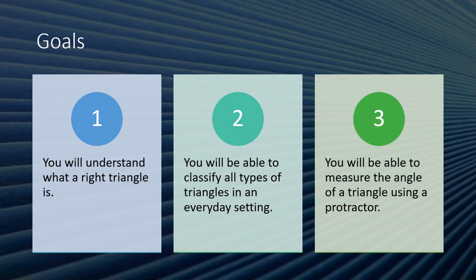First, here are our three goals for this lesson. The first one: you will understand what a right triangle is. The second one: you'll be able to classify all types of triangles in an everyday setting. And our third goal is that you'll be able to measure the angle of a triangle using a protractor.